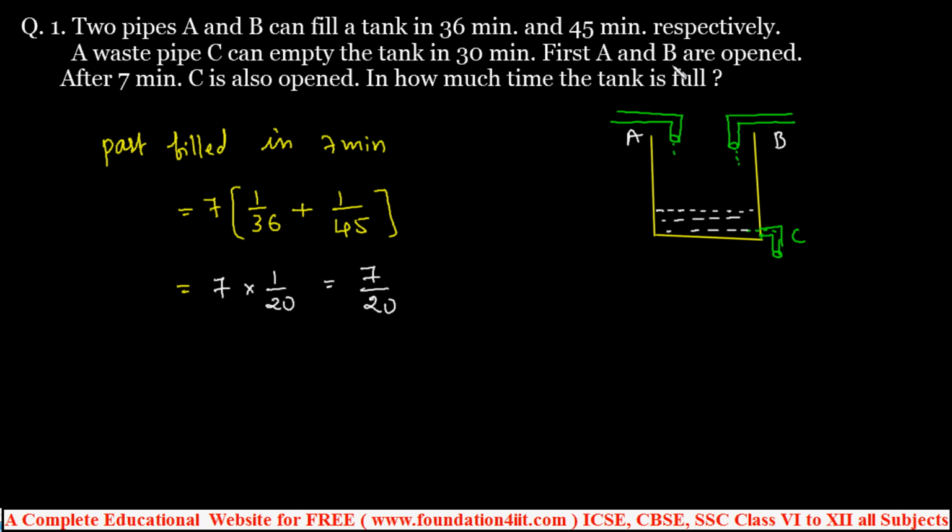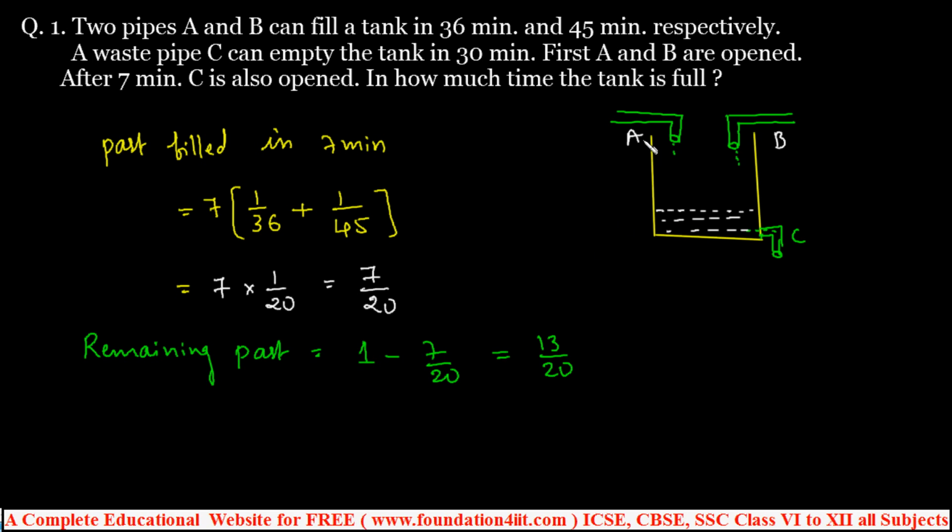Then what happened next? First A and B are open. After 7 minutes C also opens. Then in how much time is the tank filled? So we should find out the remaining part, then only we can calculate. Because 7 by 20th part of the tank was already filled, the remaining part is 1 minus 7 by 20, which is 13 by 20. So the 13 by 20 remaining part is supposed to be filled up, right?